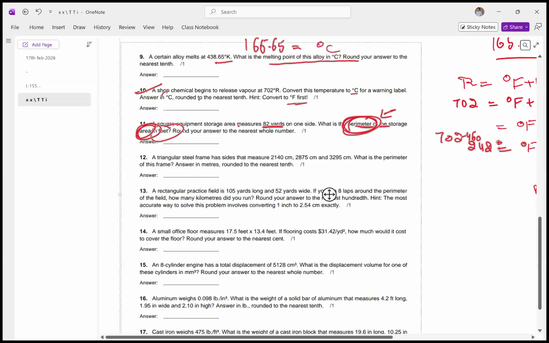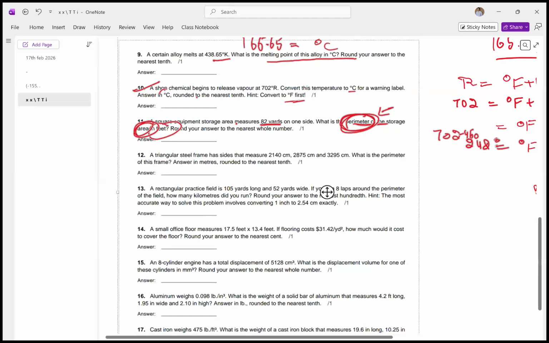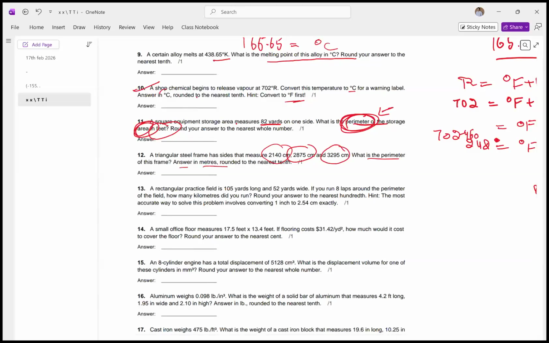A rectangular steel frame has sides of 2100 and 140 centimeter, and then this much centimeter and this much centimeter. What is the perimeter of this frame? And answer it in meters. So what you're going to do in this case is add all the numbers and then divide by 100.